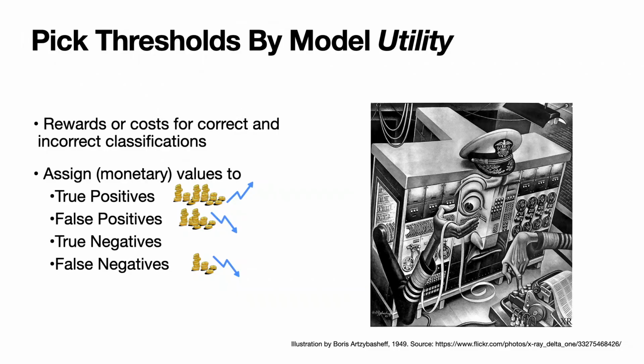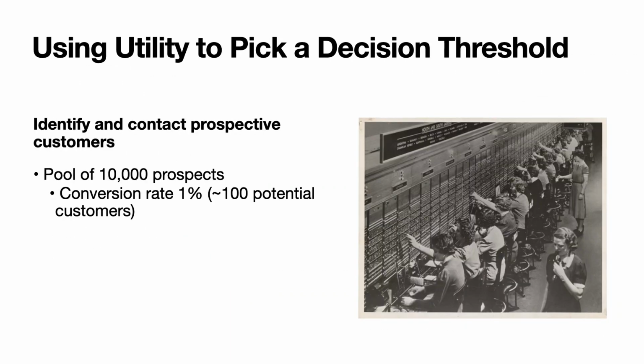Since in an organization these costs and rewards tend to be in monetary units, like dollars, utility is a good way to express how useful a model is with respect to organizational goals. And it provides a useful language for data scientists to communicate with their business partners about project goals and model performance requirements. Let's go back to our sales example.